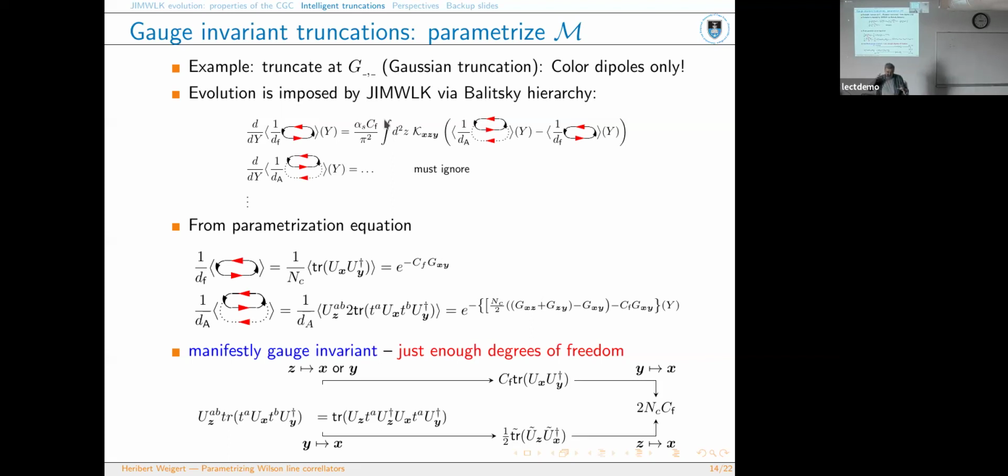And so there are different Wilson line configurations going up into different correlators. That's quite an interesting topic. But it's okay.